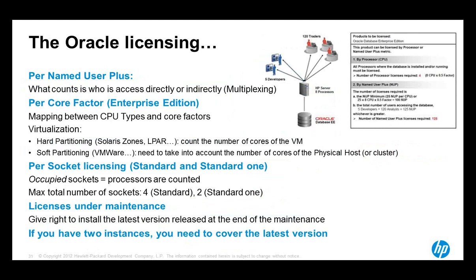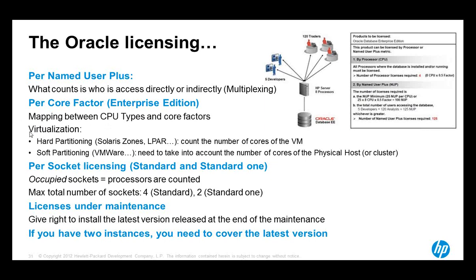The other way you can license the server is when you don't know how many users will access the server, or when you don't know how many users will access it indirectly. Indeed, with multiplexing, you may have a unique Oracle account, and 20 users using this account to access the database. So the second way you can license your server is using the core factor rule, which includes several rules. There is a mapping between the CPU types and factors. Some CPUs are more powerful and have a bigger factor than other CPU types.